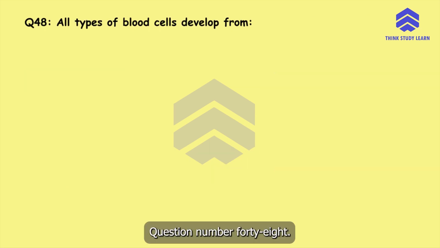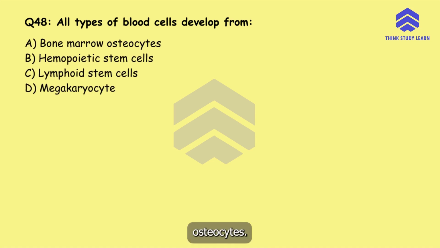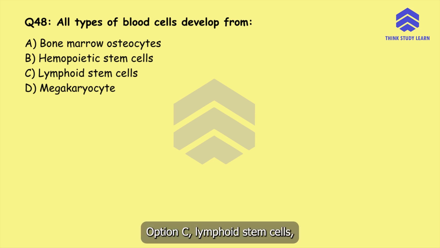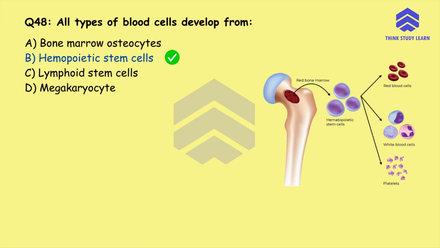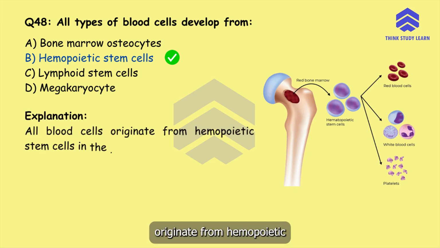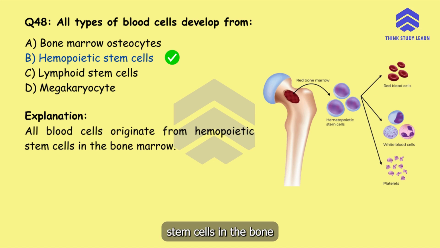Question number 48. All types of blood cells develop from option A, bone marrow osteocytes, option B, hemopoietic stem cells, option C, lymphoid stem cells, or option D, megakaryocyte. The correct answer is option B, hemopoietic stem cells. All blood cells originate from hemopoietic stem cells in the bone marrow.